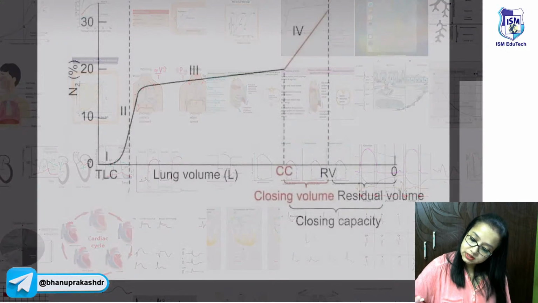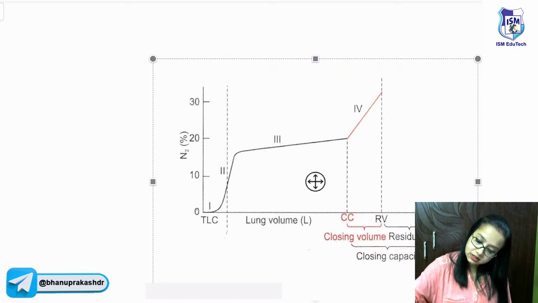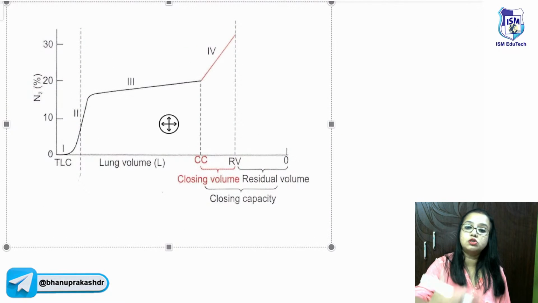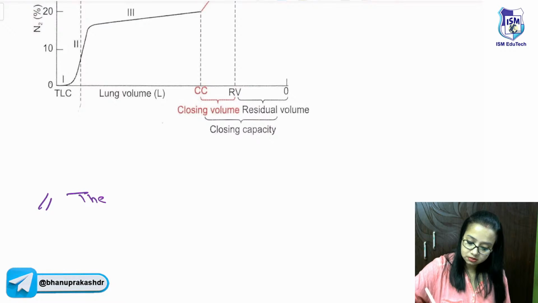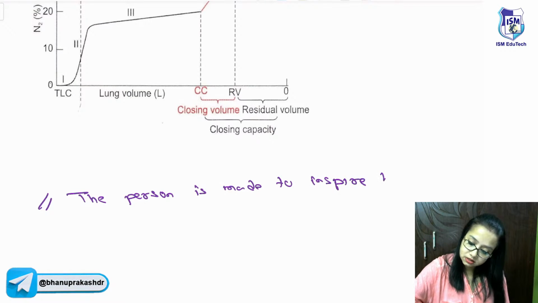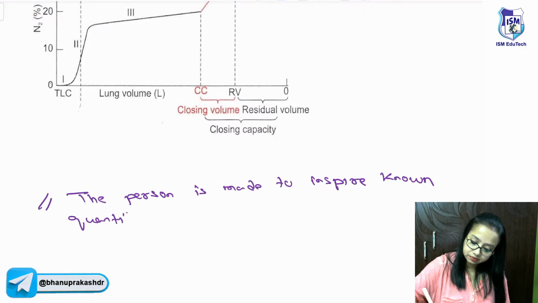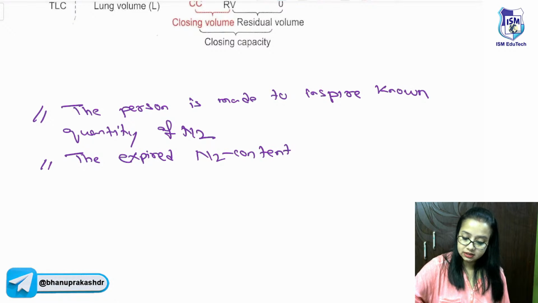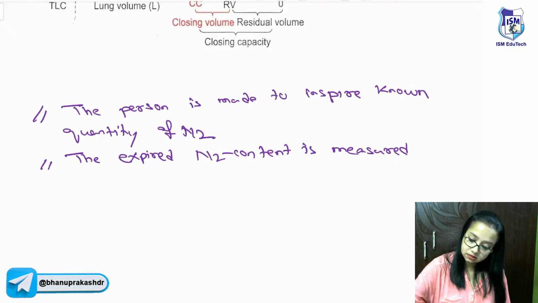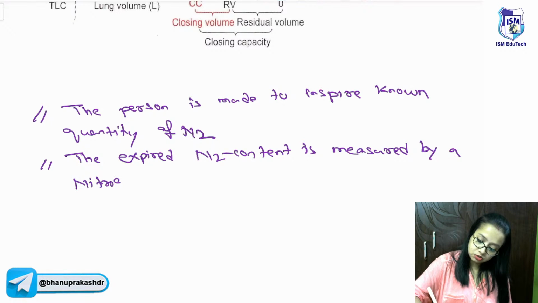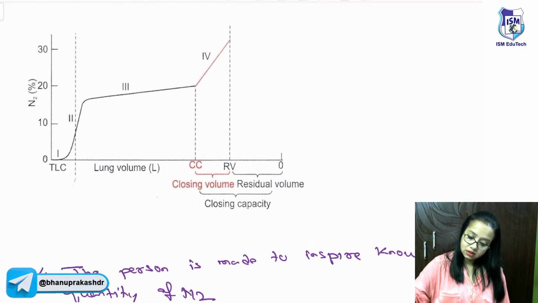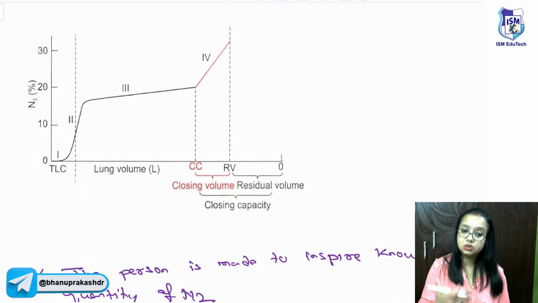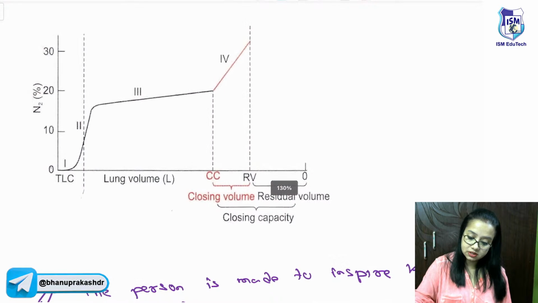So here the person is made to inspire a known quantity of nitrogen, and the expired nitrogen content is measured by a nitrogen meter. So when the person first inspires nitrogen and then expires, the quantity of the nitrogen that we measure is represented as a graph like that.